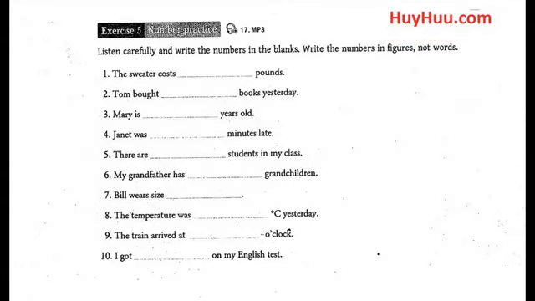Exercise 5. The number practice. Listen carefully and write the number in the blank. Write the numbers in figures, not words.